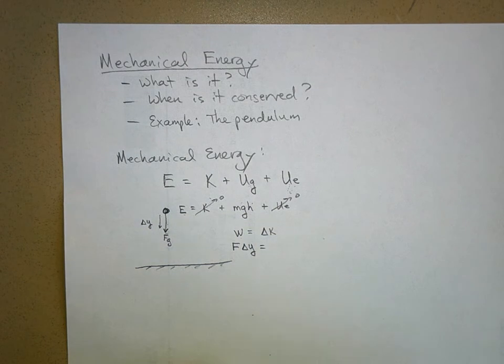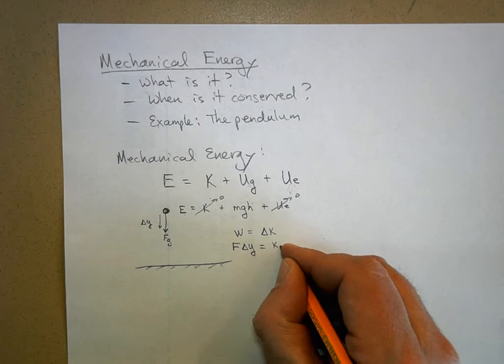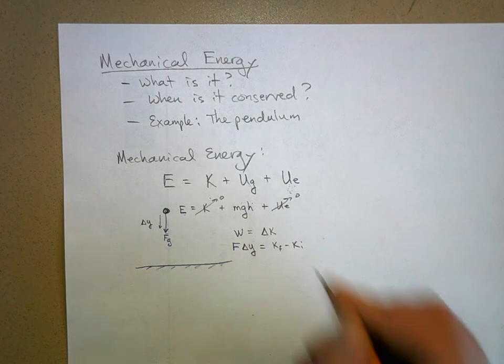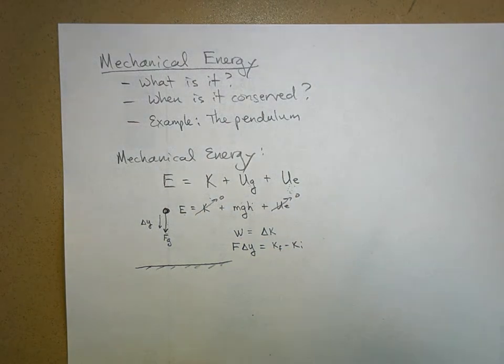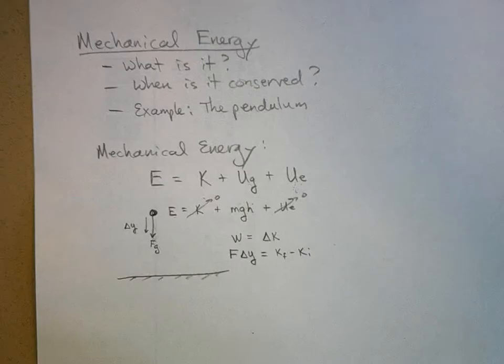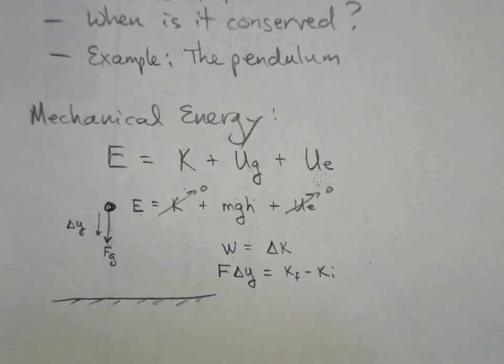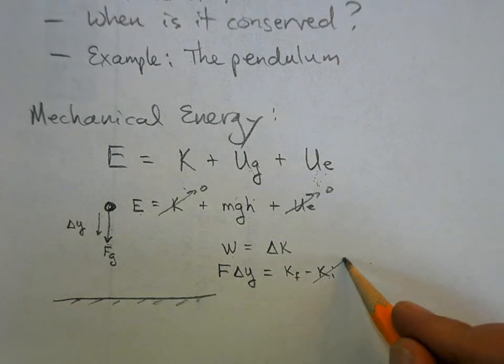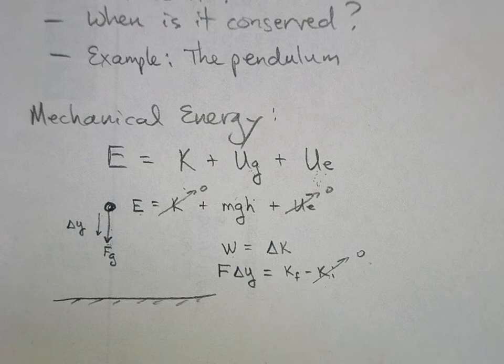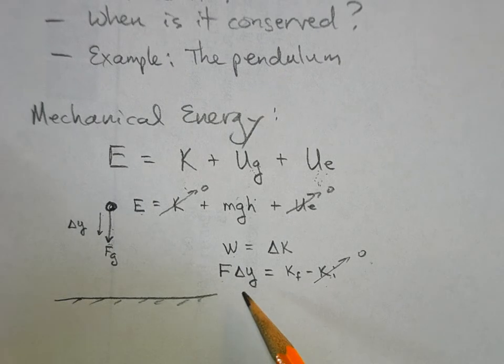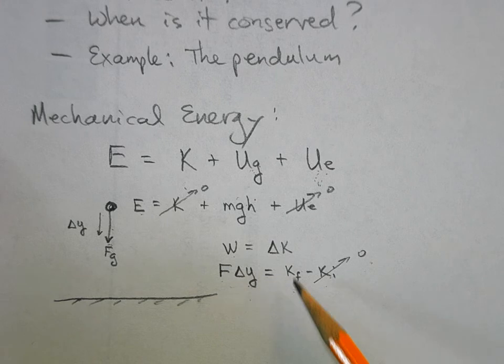And that's going to be equal to the change in kinetic energy, which is going to be K final minus K initial. But what is the initial kinetic energy of this ball? It's 0. Now, this right here is the work done by gravity, and the work done by gravity results in the change of kinetic energy.